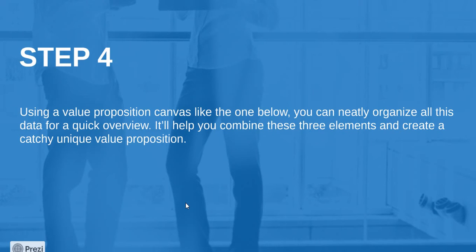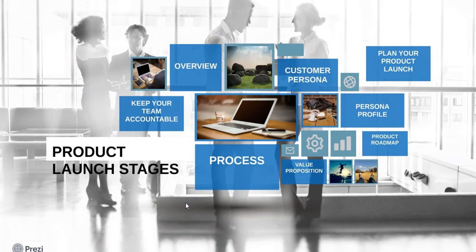The step number 4, we talk about using a value proposition canvas like the one we just saw. You can neatly organize all this data for a quick overview. It'll help you combine these 3 elements and create a catchy, unique value proposition. Okay?